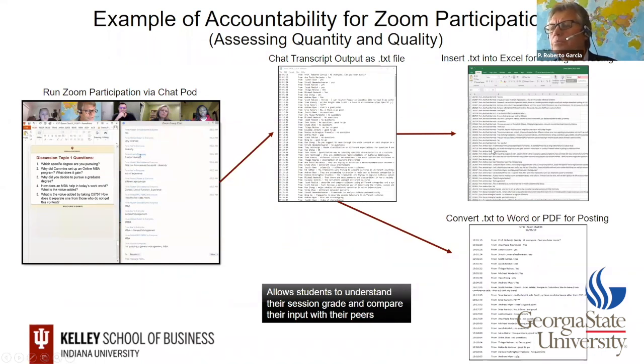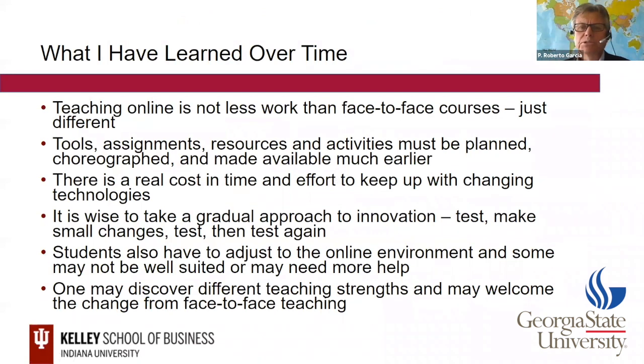So I copy and paste that text file into an Excel spreadsheet. This way I can sort it by student, and then I can look at how many times they participated and what they actually typed. And then I also convert this file to a PDF or Word document and post it in Canvas for them to have. So this way they understand their grade, they understand exactly what they typed and how they participated and how that compares with their peers. So no pushback on grading and what they're supposed to do.